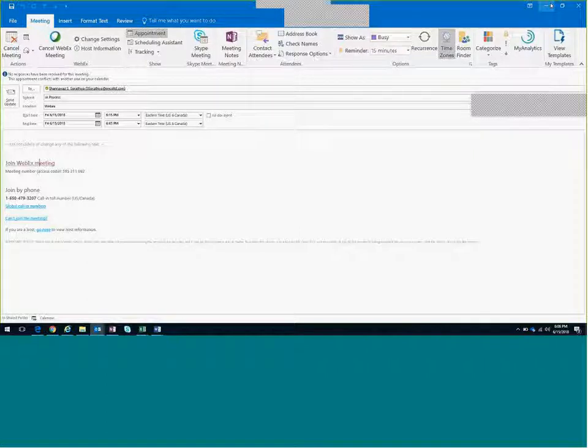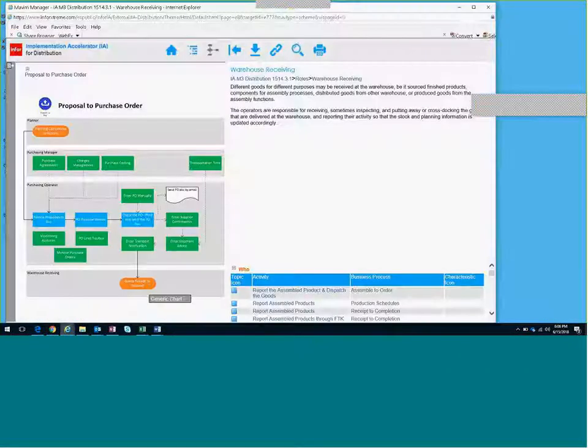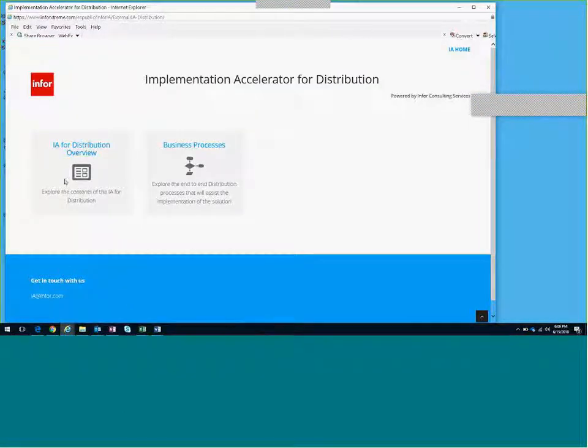So, let me go back to this. One, I'll show you the process document. Okay, this is from our accelerator that we are looking at.